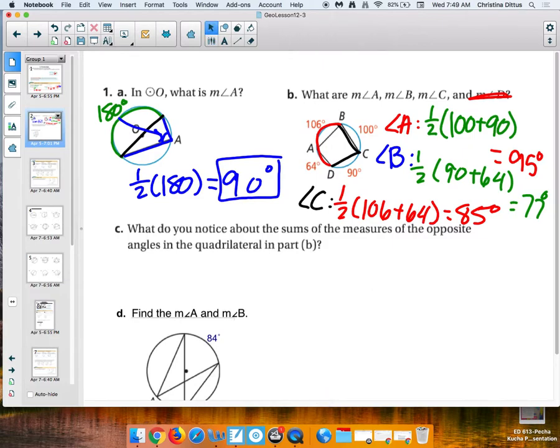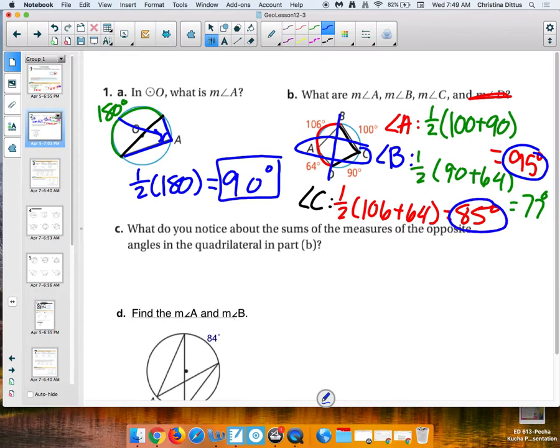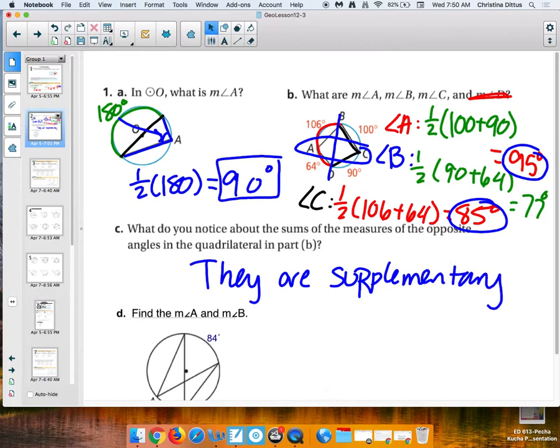Okay. It says, what do you notice about the sums of the measures of the opposite angles in the quadrilateral in part B? Well, we didn't do B, so not these two, but these two. Angle A and angle C. What do you notice about them? Well, 95 and 85, they're not the same, but they add up to 180. So they are supplementary. Exciting stuff, kids.